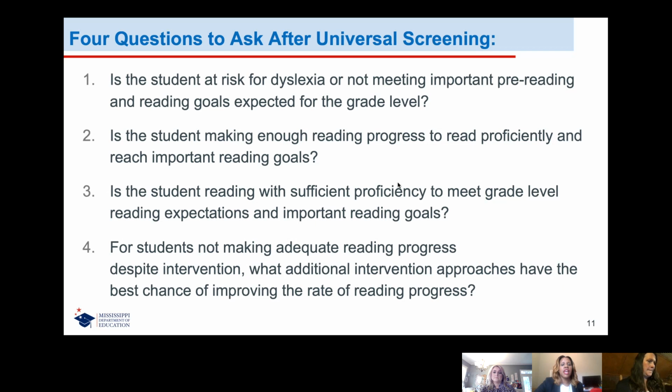Number 1, is the student at risk for dyslexia or not meeting important pre-reading and reading goals expected for the grade level? Is the student making enough reading progress to read proficiently and reach important reading goals? Is the student reading with sufficient proficiency to meet the expectations at the grade level and the important reading goals? And for students not making adequate progress despite the interventions, what additional intervention approaches have the best chance of improving reading rates and reading progress for our students?